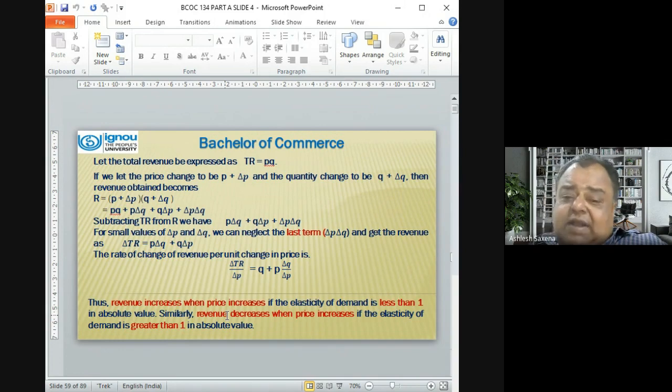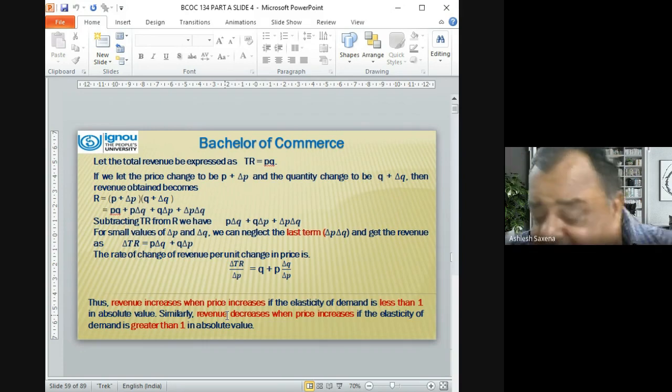Now, what is the rate of change of revenue per unit change in price? That means delta TR divided by delta P. You will be left with Q plus P delta Q upon delta P. It means revenue increases when the price increases if the elasticity of demand is less than 1 in absolute value. Similarly, revenue decreases with a price increase if the elasticity of demand is greater than 1 in absolute value.